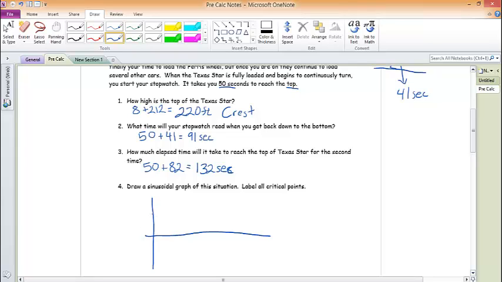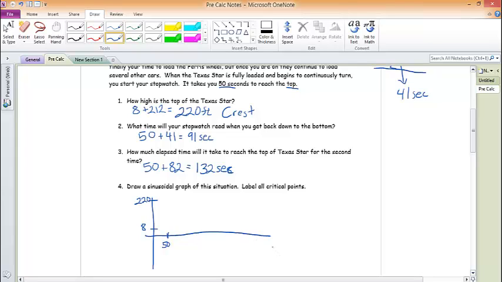Now, earlier I noticed that I had a crest, so I know that the tippity top is 220, and I know at the very bottom I am 8 feet off the ground. Okay, and I first realized I was at the top here at 50 seconds.